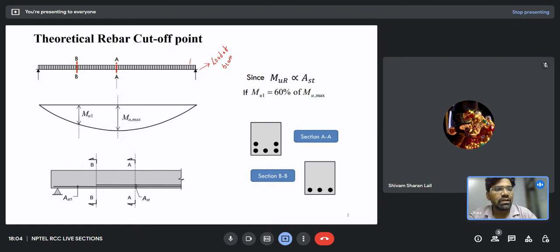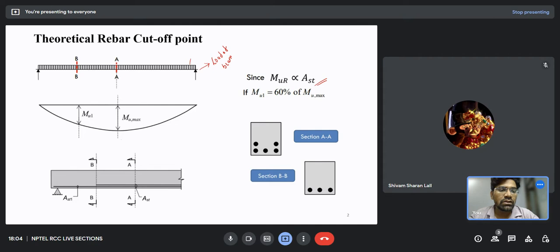So for example, here we have MuR. What is MuR? MuR is the limiting moment of resistance of this beam, and we know that the limiting moment of resistance is proportional to Ast, because we have the formula 0.87 fy Ast into (d minus 0.42 xu). In the next slide I will also show you the relation between the limiting moment of resistance and the percentage of steel, how they are linearly proportional.